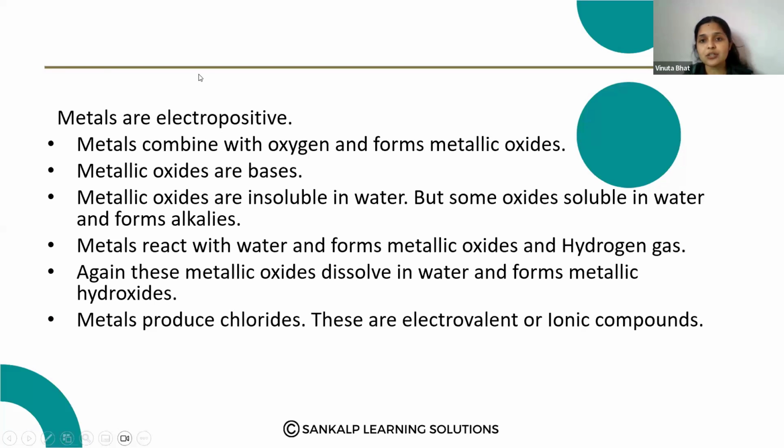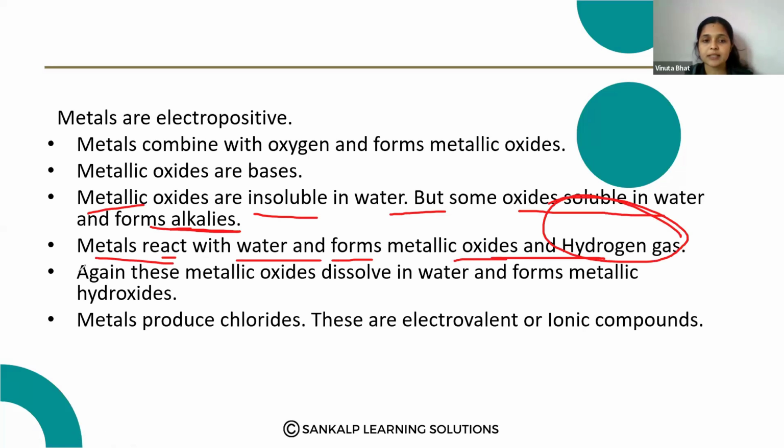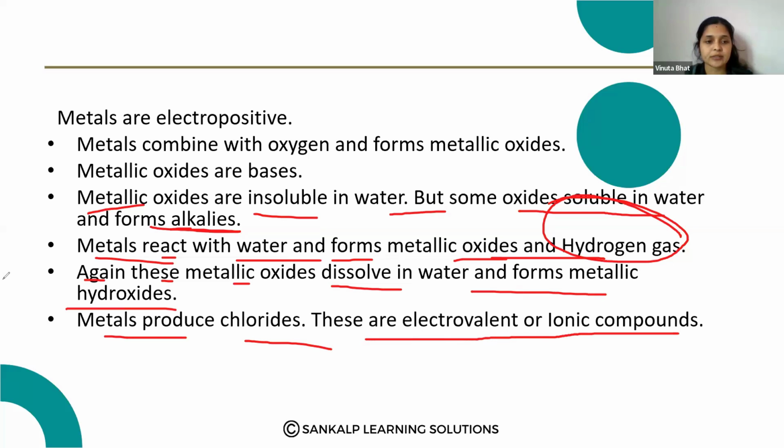Metals combine with oxygen and form metallic oxides. Metallic oxides are bases, and metallic oxides are insoluble in water, but some oxides are soluble in water and form alkalis. Then the metals react with water to form the metallic oxide, and hydrogen gas is released. Again, this metallic oxide dissolves in water and forms the metallic hydroxide. They are commonly alkaline in nature. Metals produce chlorides. These are electrovalent and ionic compounds.